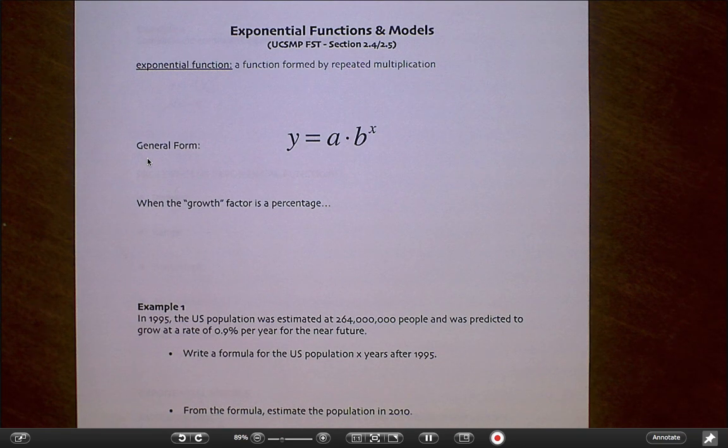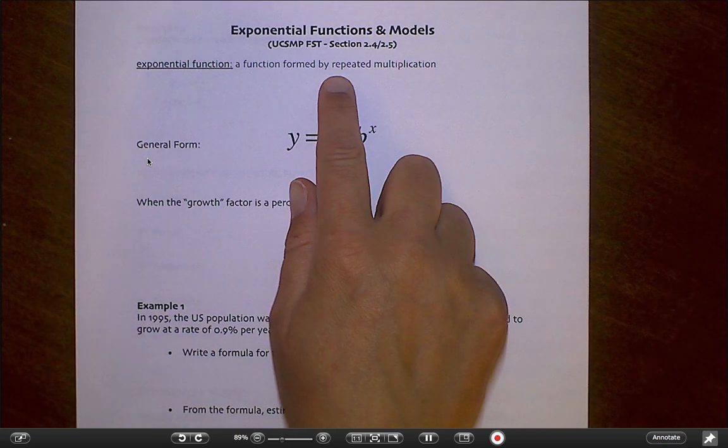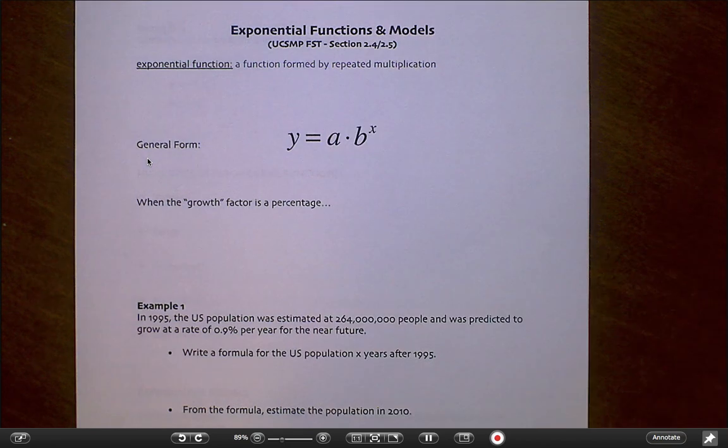The most basic thing you need to know about an exponential function is that it's formed by repeated multiplication. That's essentially what an exponent is, right? Multiplication over and over again. So any type of real life situation that involves multiplying by something repeatedly, so if you're doubling or tripling or something like that, or a lot of percentage problems, those are all going to form exponential functions.